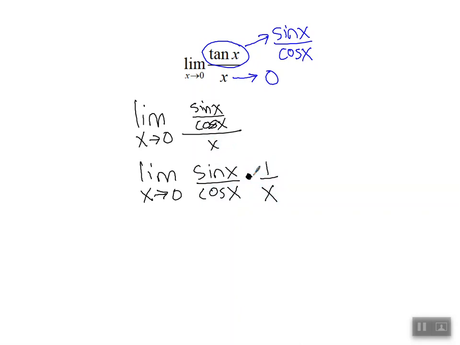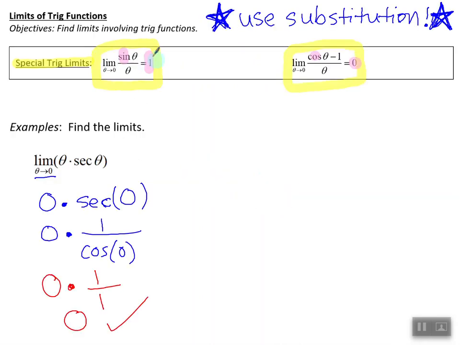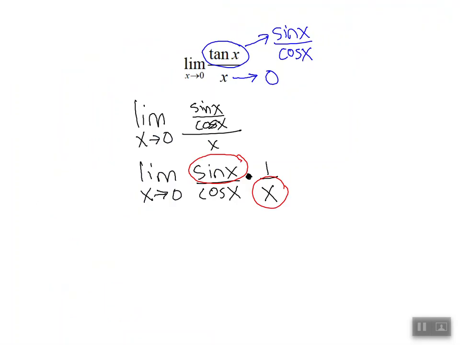Now, I still get 0 in the denominator, so it's not like I've made it easier, but what I do notice is that I have a sine x in the numerator and an x in the denominator, and now it's looking more like that special trig limit that we first introduced. So let's do some rearranging. Limit as x approaches 0 of sine x over x times 1 over cosine x. Remember that when we're multiplying fractions, anything in the numerator gets multiplied, anything in the denominator gets multiplied, so it doesn't matter what order I'm multiplying.